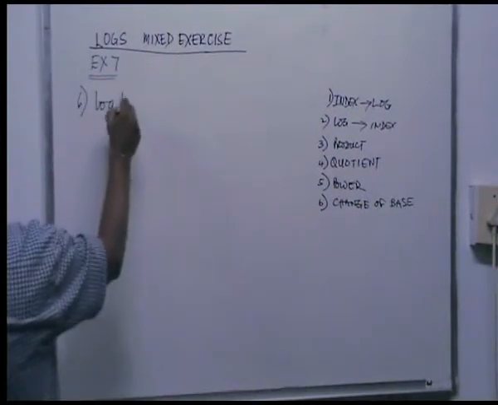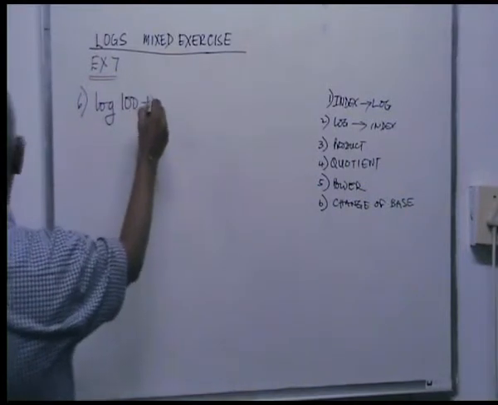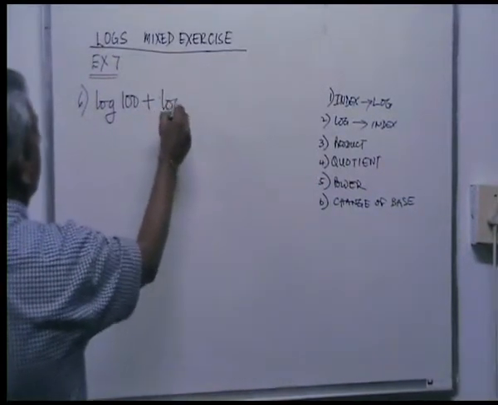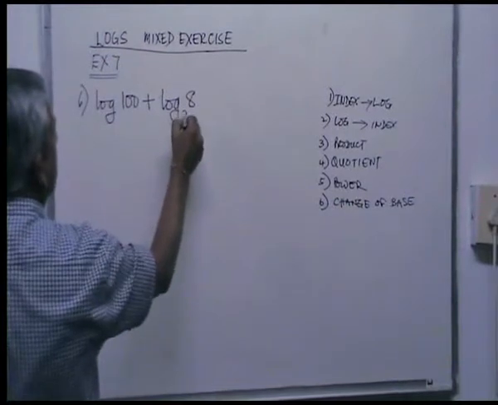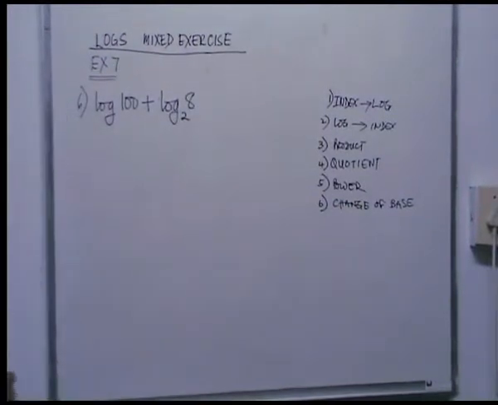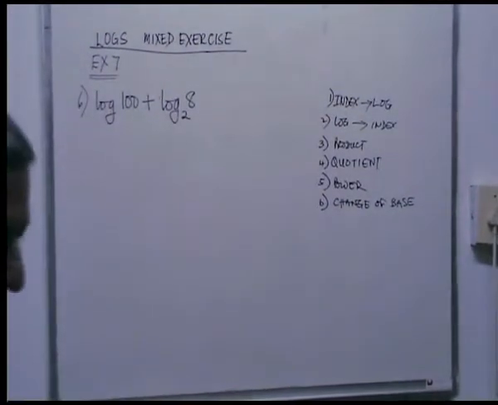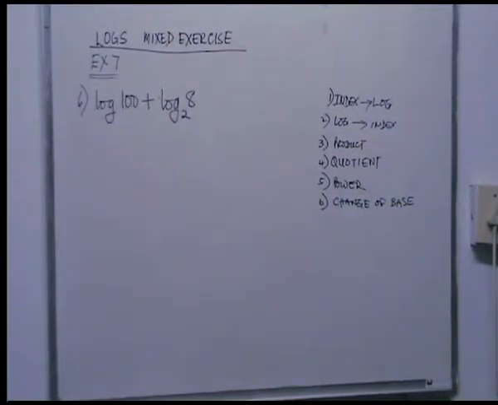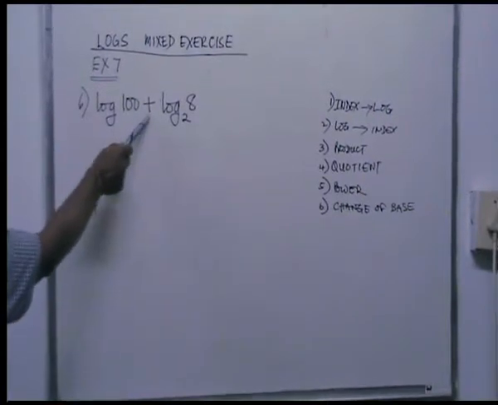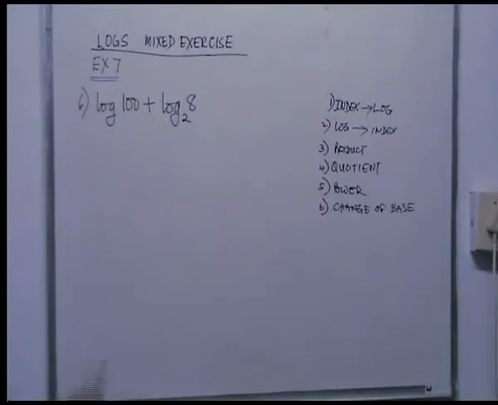We're looking at number 6, log of 100 plus log of 8 to the base 2. Now you must be very careful with this question. Don't be tempted. When we pray, we say, Lord, lead us not into temptation. So this example is very tempting, because when you look at the plus sign, you feel you're going to use rule number 3, but you're wrong.